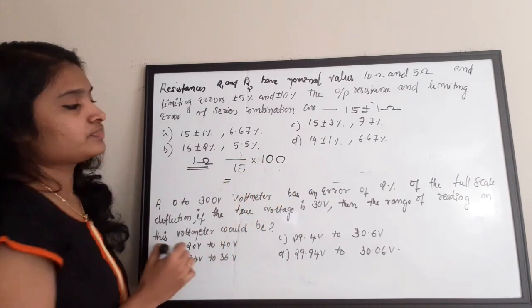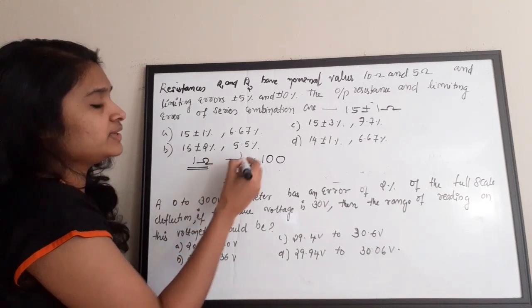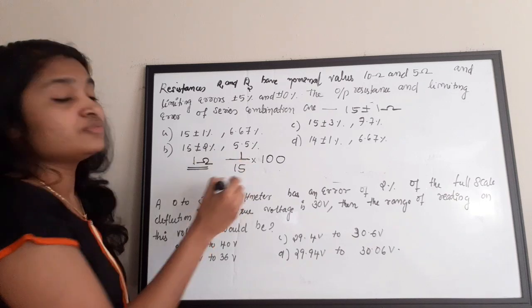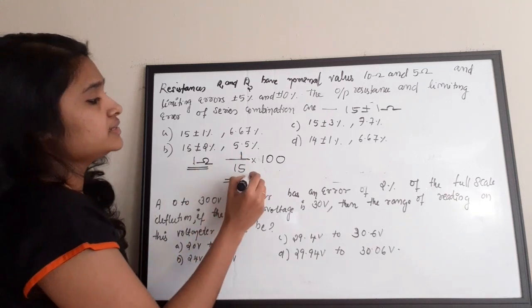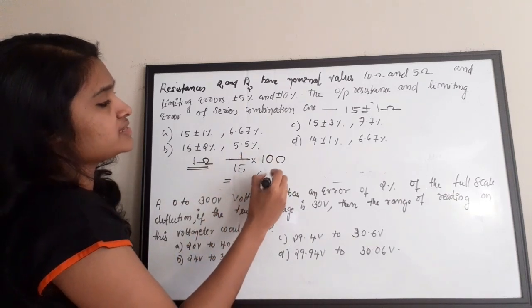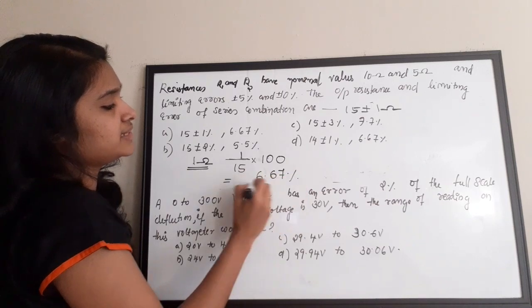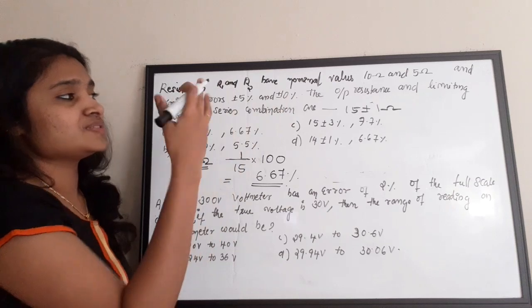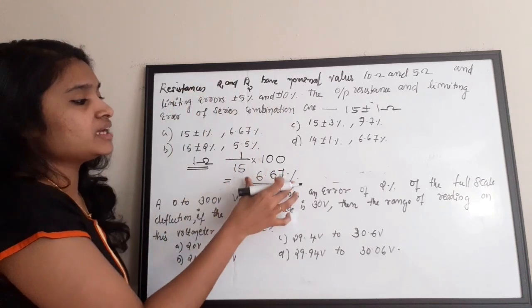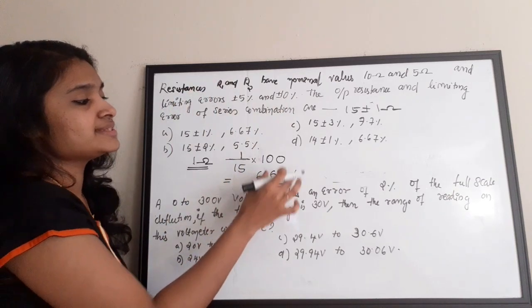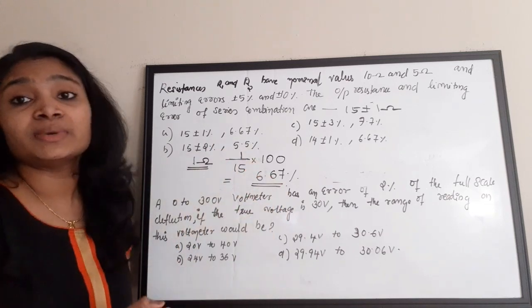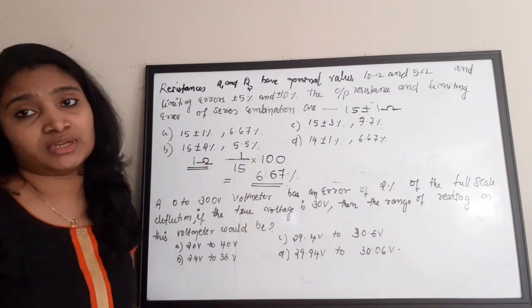Right? That is, we have to calculate how much percentage is 1 out of 15. It is 6.67 percentage. So in the series combination of these two resistors, there is an error percentage of 6.67. That is the limiting error. There is 6.67 percentage in the series combination.